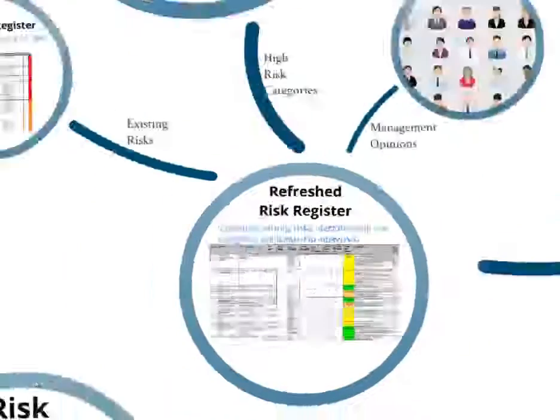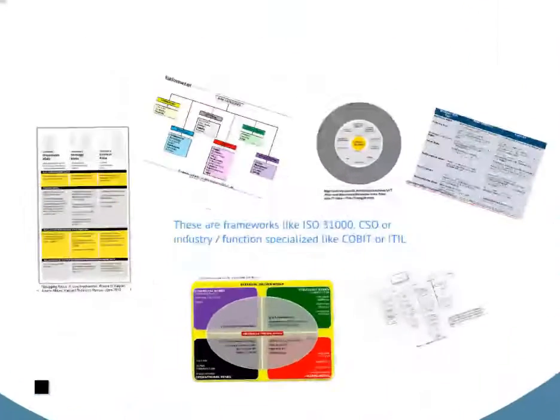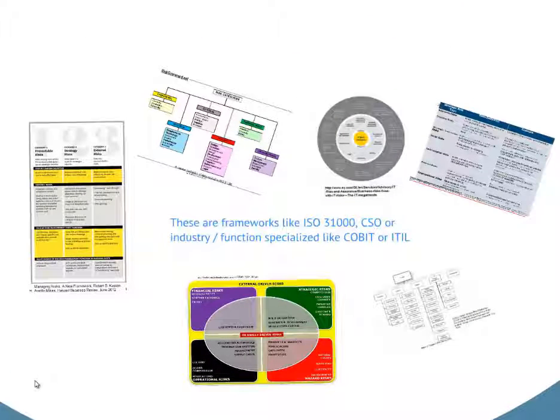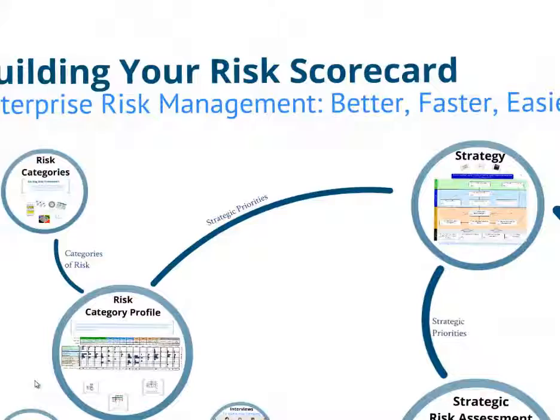So an interesting approach is actually to start off with a risk category checklist. There are many frameworks you can use, such as COSO or COBIT or ITIL, that have checklists of types of risks. And from this, you can create a generic list of risks that encompass all organizations or all organizations in your industry or even just your function. And if you can combine that with your strategy, you can get an interesting observation.